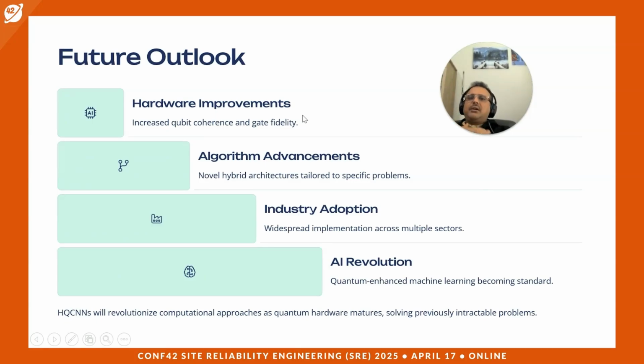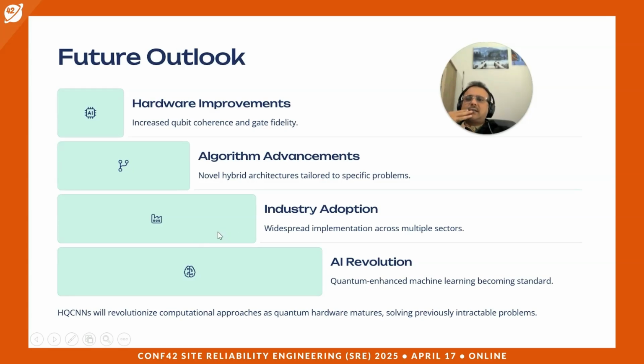So the future outlook: Google, Amazon, Microsoft, everyone, even NVIDIA, is working towards more quantum computing chips with more qubits, coherence, and gate fidelity. And on the software side, the algorithms are also improving. Novel hybrid architectures are being created.